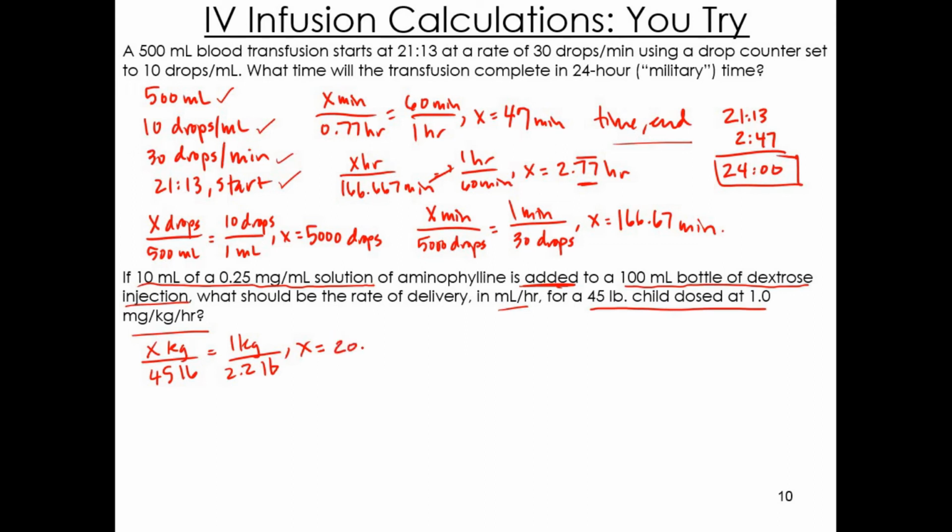And that is 20.45 repeating kilograms for that patient. And we can use that to determine the delivery rate. So we have 1 milligram per hour is the rate per kilogram. So what is the milligram per hour rate for 20.45 kilograms? And it's just 20.45.